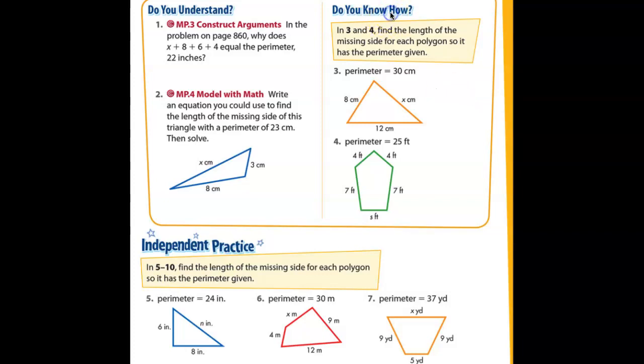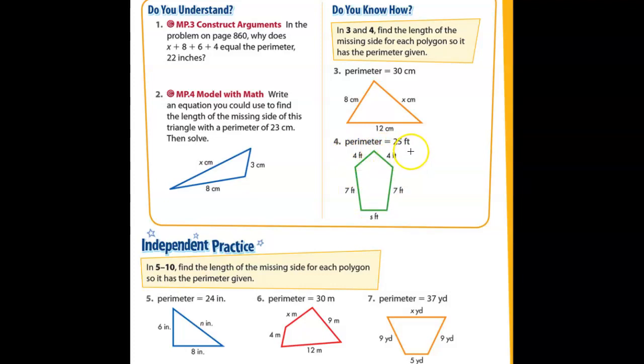Okay, let's look at the next one. The next one we see that the perimeter is 25 feet. And we know these 4 sides, and we want to know what is the length of this side that they're calling S. So I know that 4 plus 4 plus 7 plus 7 plus S, or this side, is equal to 25. So I'm going to first add the sides that I know.